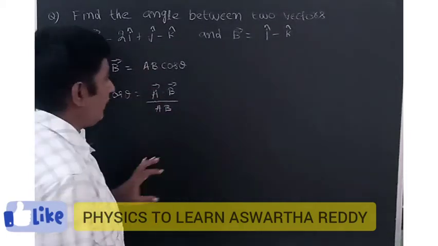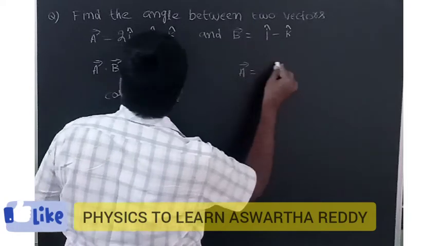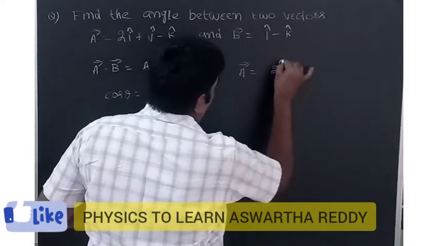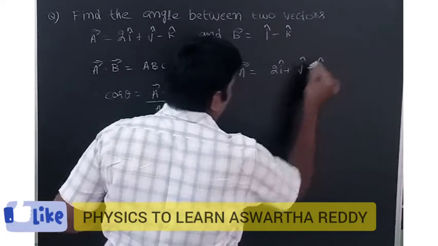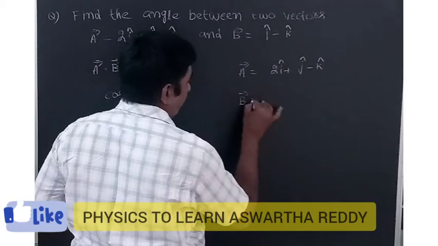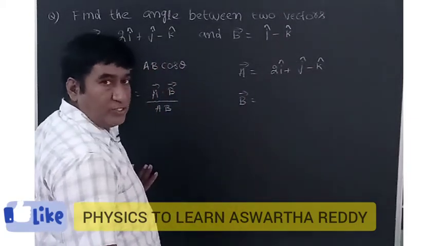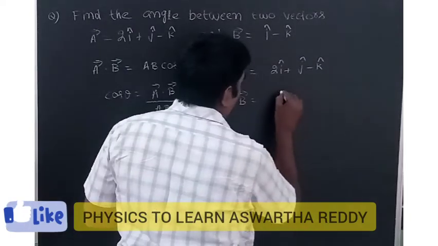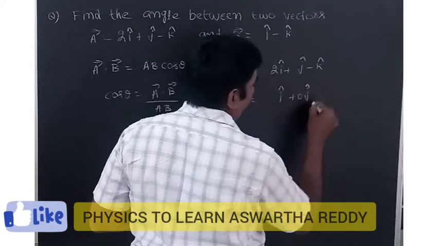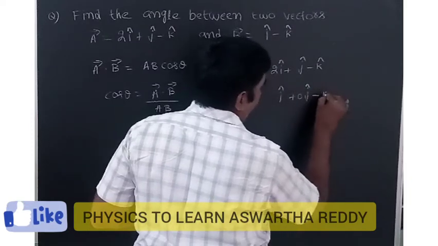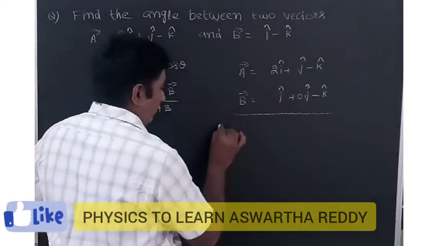So first we have to find A vector dot B vector. A vector has been given: 2i cap plus j cap minus k cap. And B vector we have been given as i cap minus k cap. What about j? The j cap value is 0. So i cap plus 0 into j cap, not to confuse, minus k cap. We take the dot product.